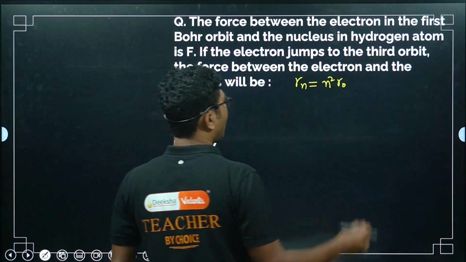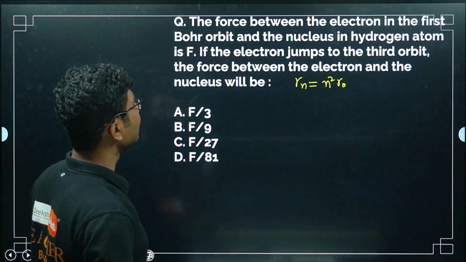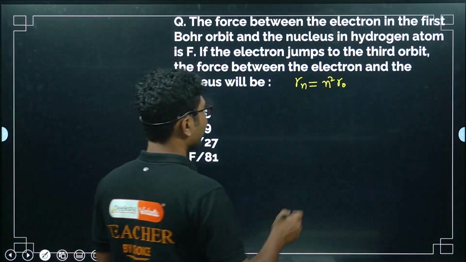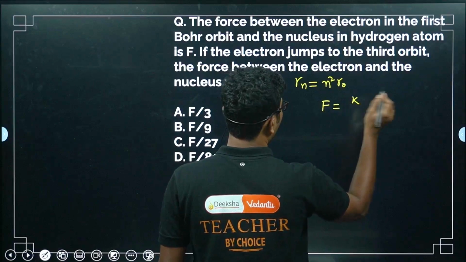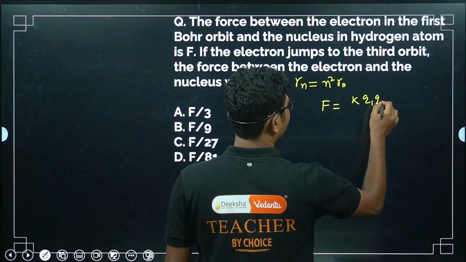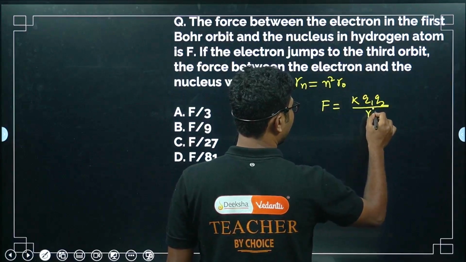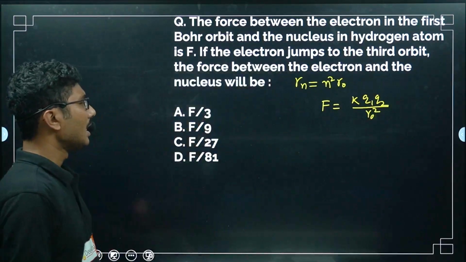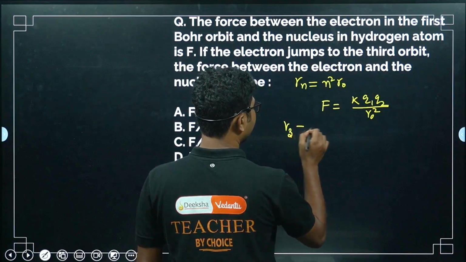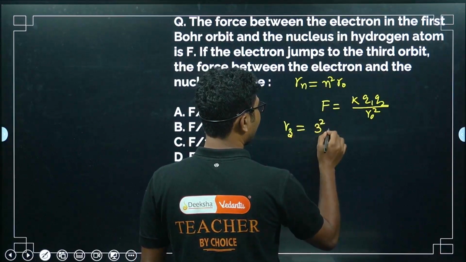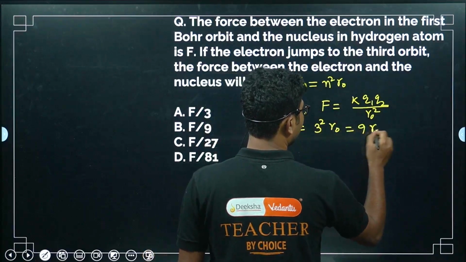Now for the first orbit, the force is F, right? So in this case, first orbit, the force was K Q1 Q2, both of them are E, but I am saying Q1 Q2, divided by R0 square, right? This is the first case. Now second case, it will be R3, third orbit. Third orbit means 3 square R0. So it will be 9 R0.